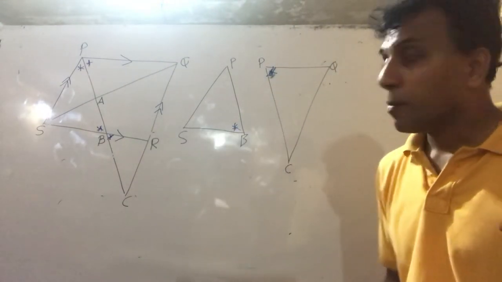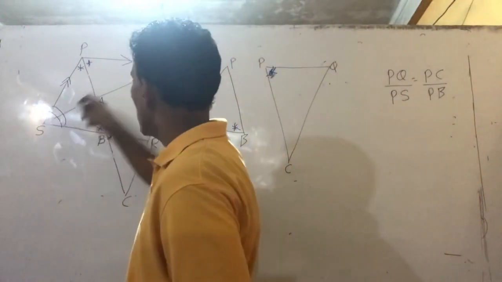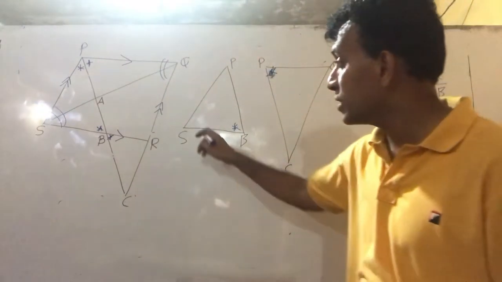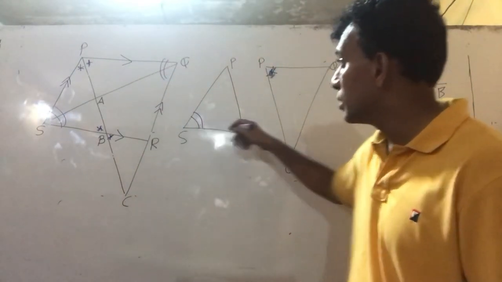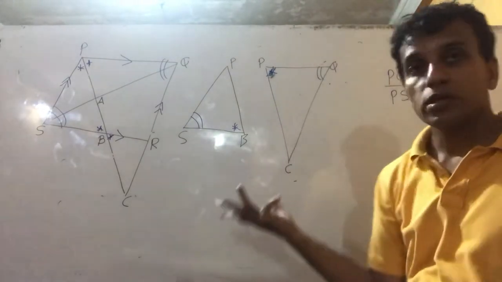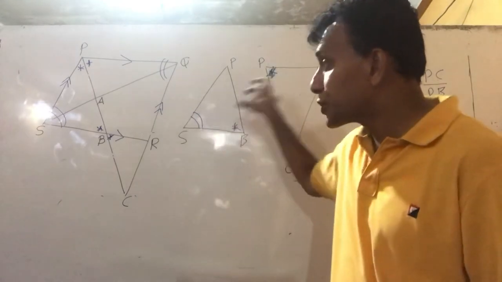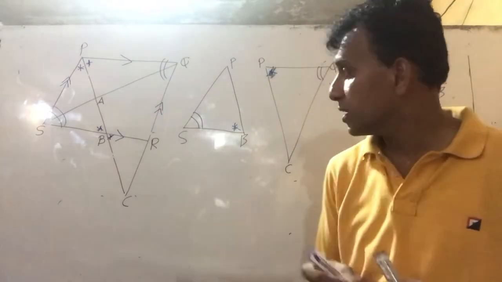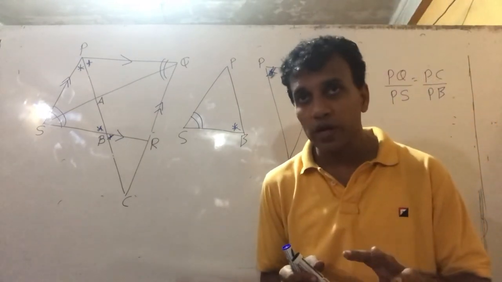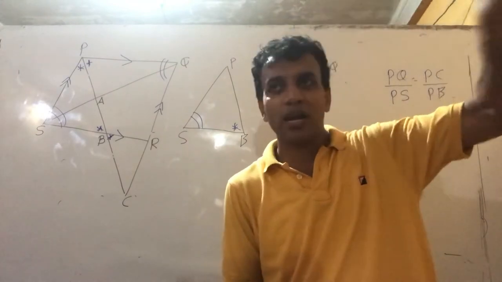Another one: what is a parallelogram? Opposite angles are equal, is it? In a parallelogram, opposite angles are equal. So, game over. Whatever I take, these two triangles, say that they are equiangular. After that you can write the ratio, simple, right?